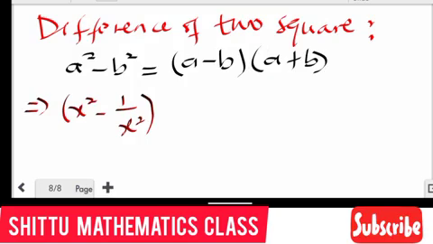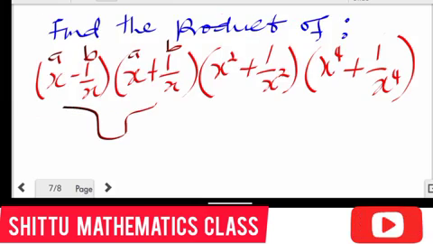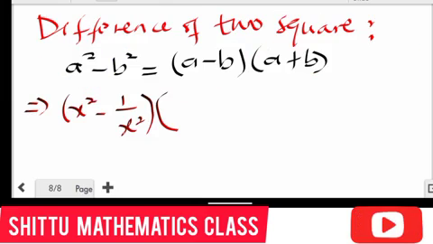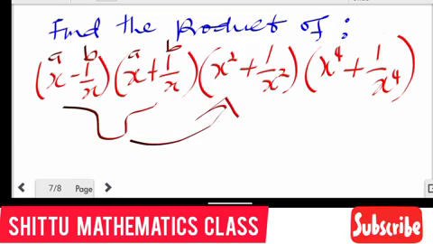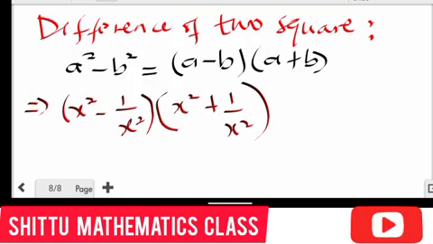Then let's write this one to combine it also together. I have (x² - 1/x²) and (x² + 1/x²). If you are following, you can see that I've joined this to the third bracket. So therefore this is what we have here.